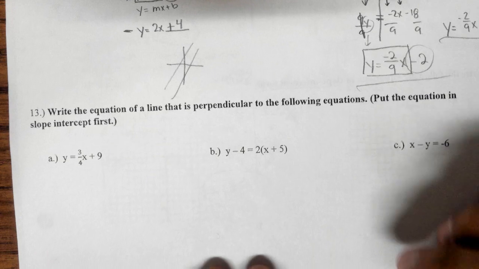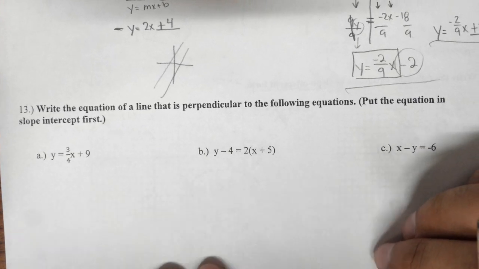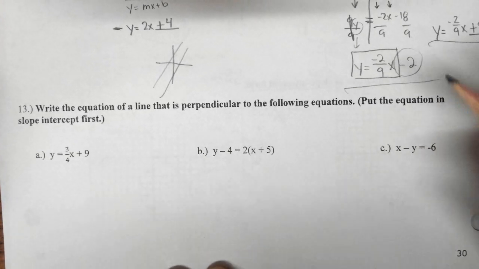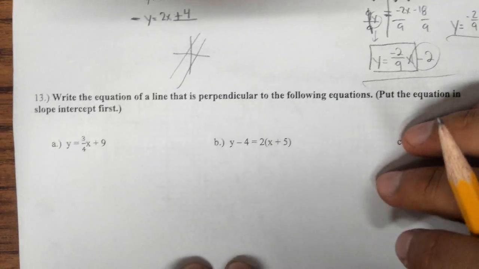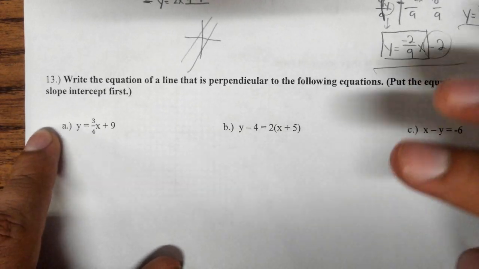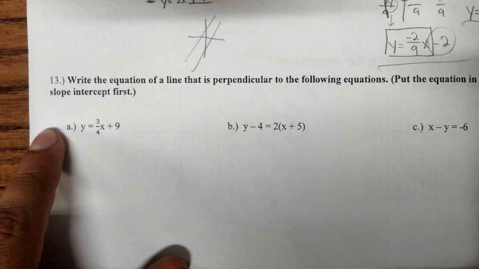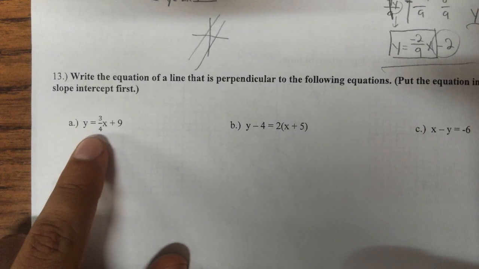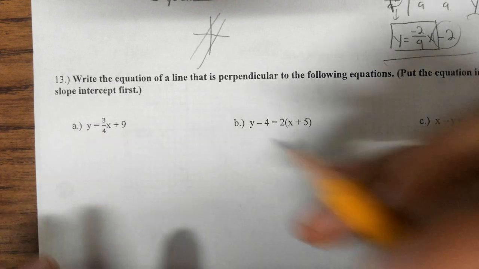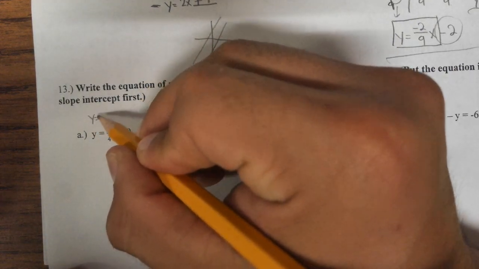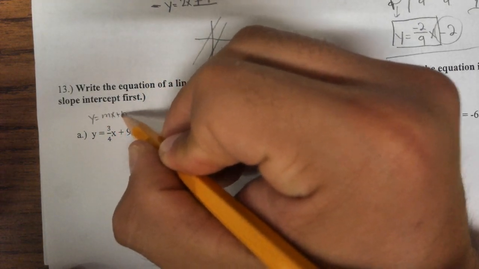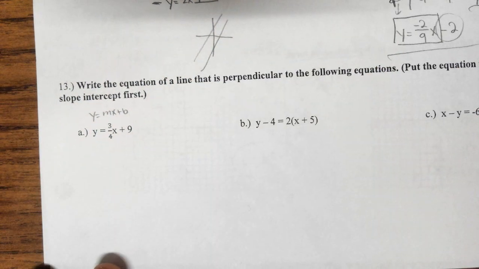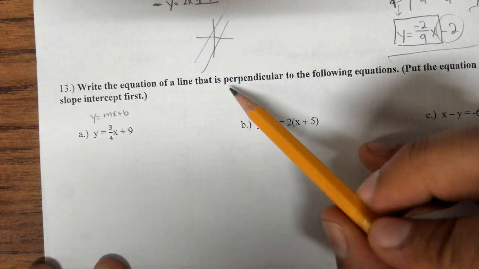Alright, the next one, 13, says write an equation of a line that is perpendicular to the following. Again, put the equation into slope-intercept first. So the first one, they keep kind of running this similar form, which is, this one's already in y equals mx plus b form. But this time I'm doing something that is perpendicular.